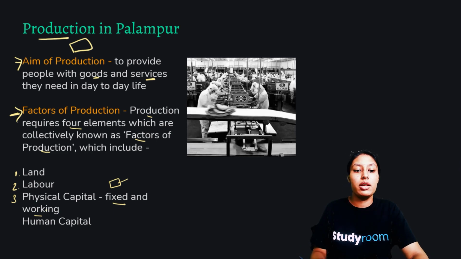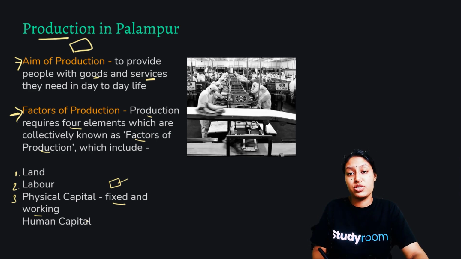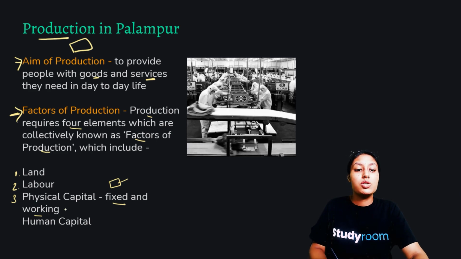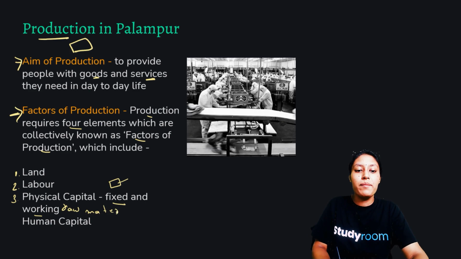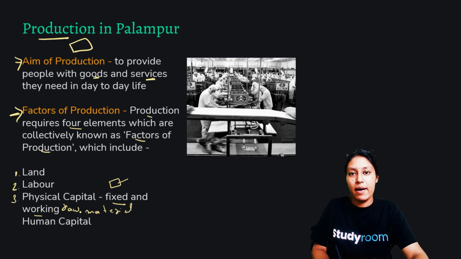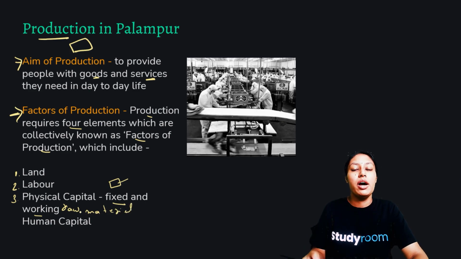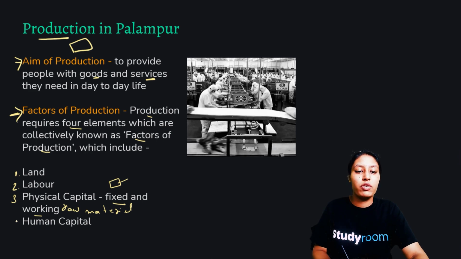For example, if your factory is related to butter, you will require milk every day. Basically the raw material comes as working capital, and it is something that you would require every day for the production.